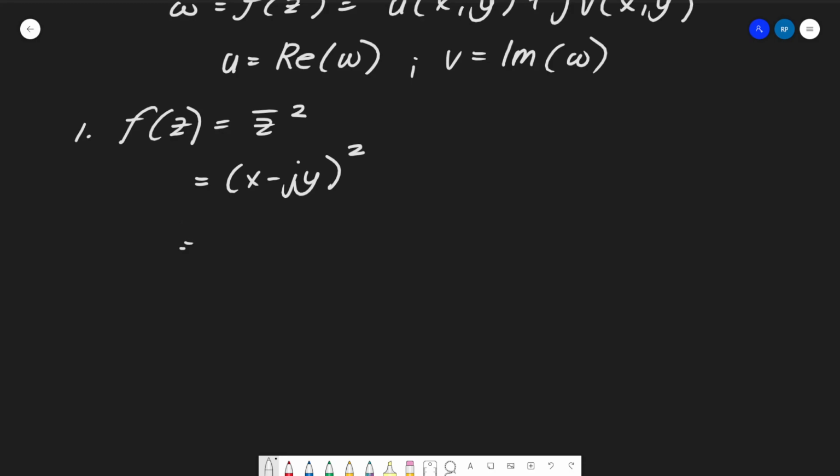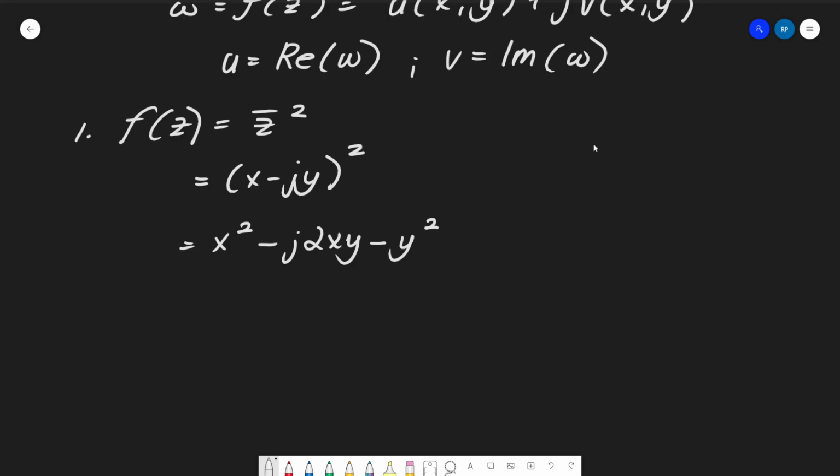So we have x squared minus j2xy, then square nung negative jy. And alam natin na ang j squared is equal to negative 1. So negative times negative times negative, that is negative. So, minus y squared. Ayan, ito daw yung evaluation ng complex conjugate natin squared.